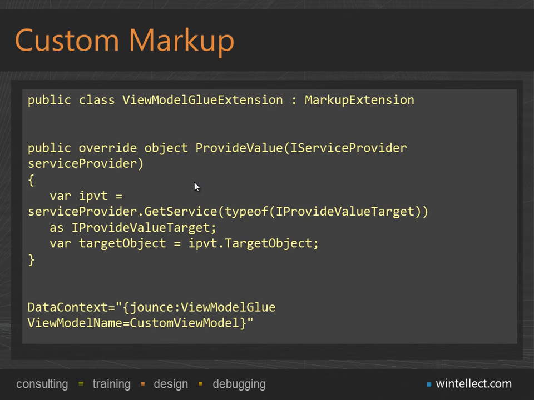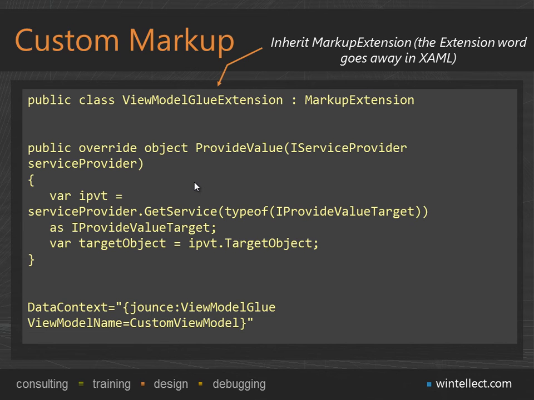So with a custom markup extension, it's sort of like attributes. I don't know if anyone's done custom attributes, but if you want to make an attribute called markup, you call it MarkupAttribute. So with a custom markup extension, if you want ViewModelGlue, then you name it ViewModelGlueExtension, and you derive from MarkupExtension.